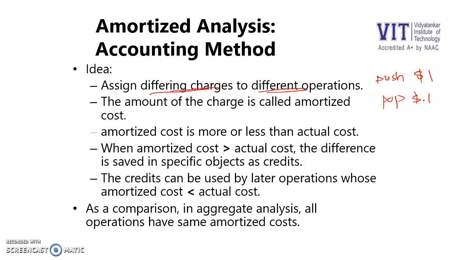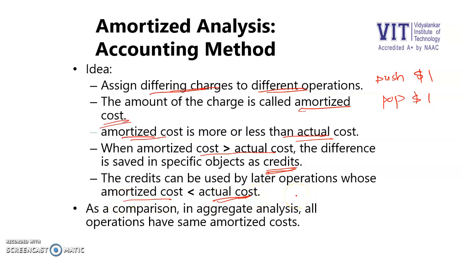ठीक है, बट ये क्या, तो अगर मैं ऐसा कहता हूं तो we have assigned the same charge to different operations. ठीक है, push $1, pop $1, but what it says is, you must assign different charges to different operations, and the amount of charge is what we call the amortized cost. Obviously the amortized cost is more or less than the actual cost. Now if the amortized cost is greater than the actual cost, what we saved is credit. What we have with us as balance will be credit, and that credit can be used by a later operation when my amortized cost will be less than the actual cost.